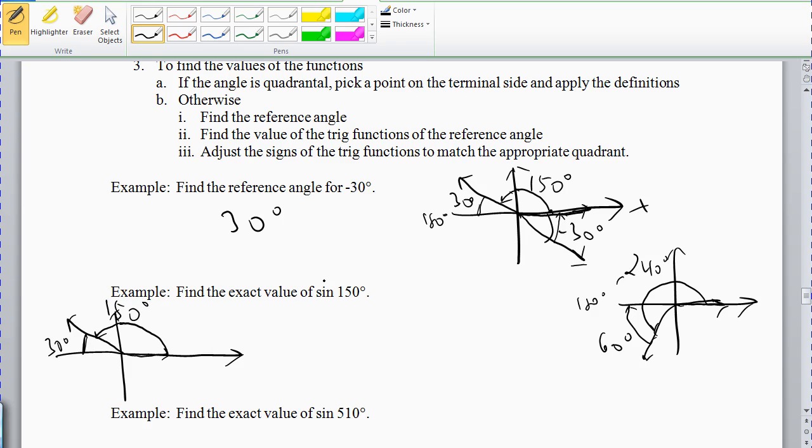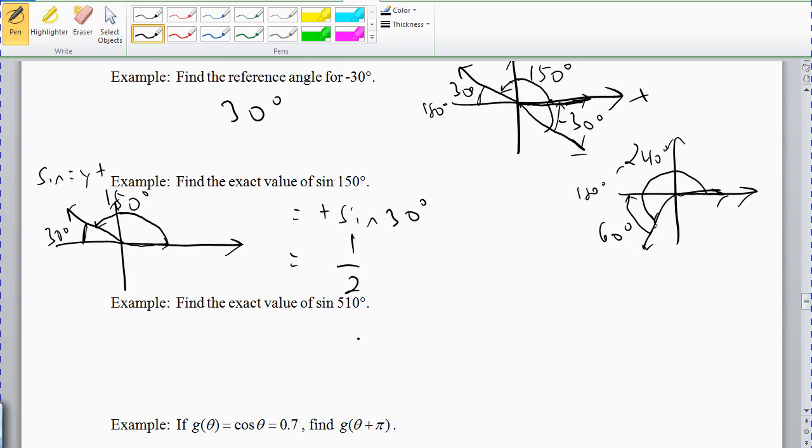Got that? And since we're doing sine, sine is the y value. And in the second quadrant, the y values are positive. So what we're trying to find is a positive value of sine of 30. And what is the sine of 30? It's 1/2. Since it's positive, it's a positive 1/2. And we're done.